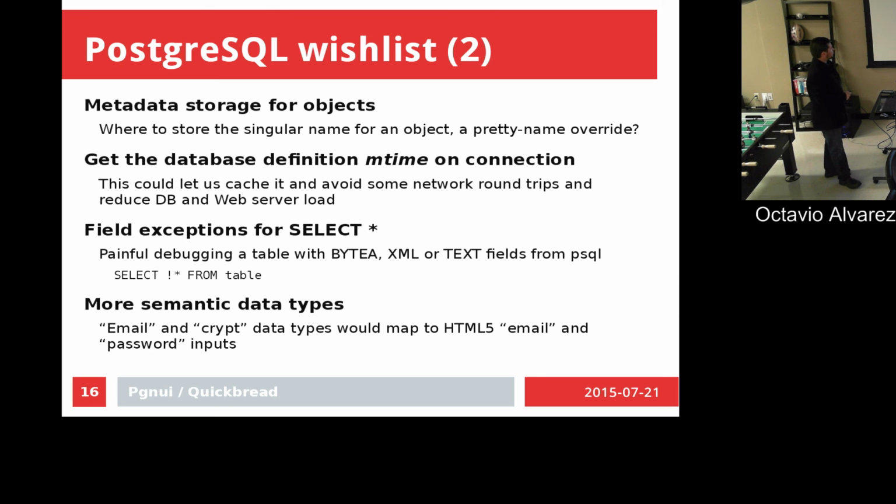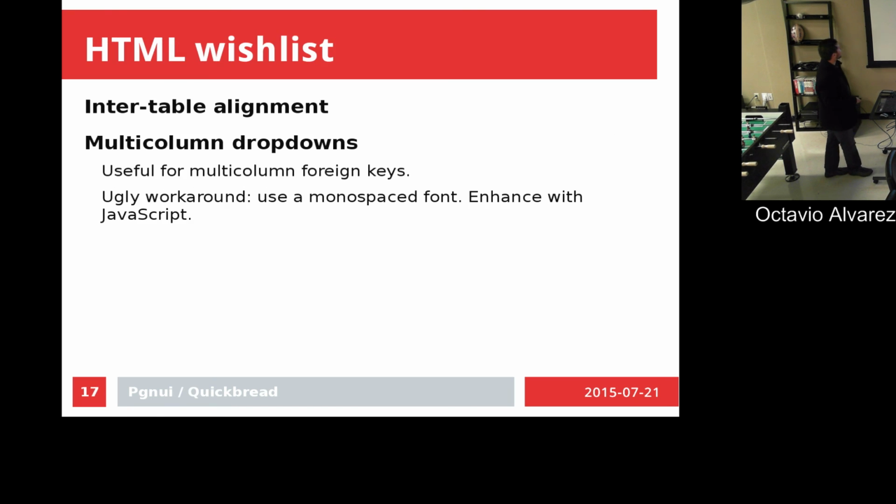Some field exceptions for select. This is just because debugging a table with bytea or XML is painful. Do you know what I mean? You have a bytea table and you do select star from the table and you get this humongous multi-row record, so you cannot do that. And semantic data types, I already went through that. And for HTML, I wish it had inter-table alignment and multi-column dropdowns. We'll have to use JavaScript for that.